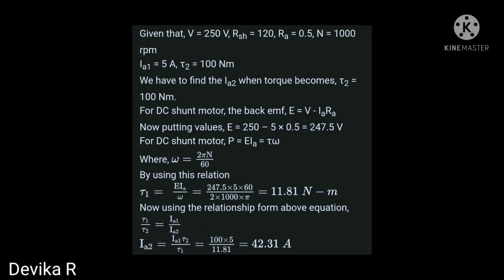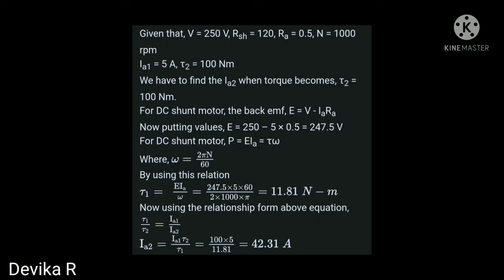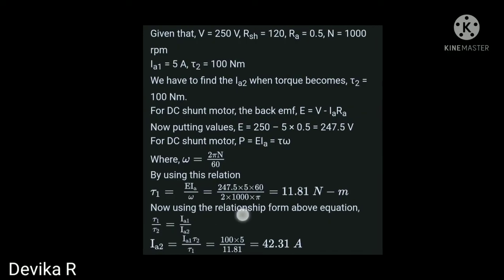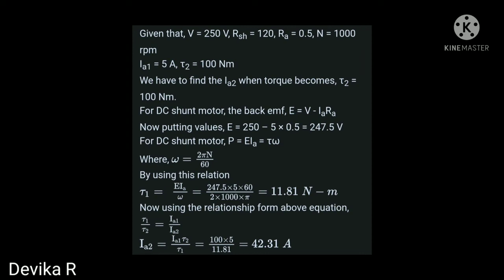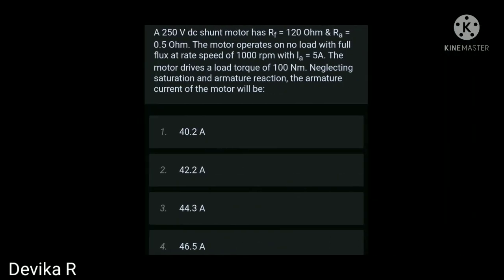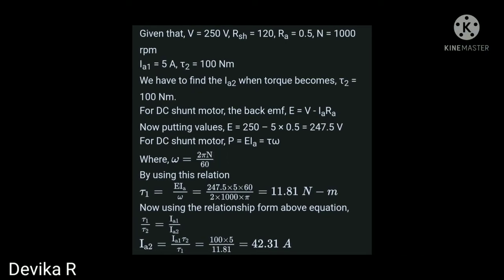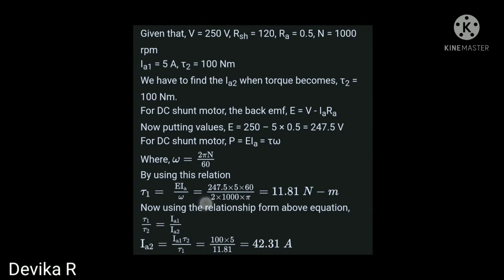How we write: torque is equal to phi into Ia. In a shunt motor the flux is also constant, so torque is proportional to Ia. We equate this, then we find Ia2, the armature current we want to know. So first find tau 1. How do we find tau 1? E Ia equals tau into omega, then we find tau 1.